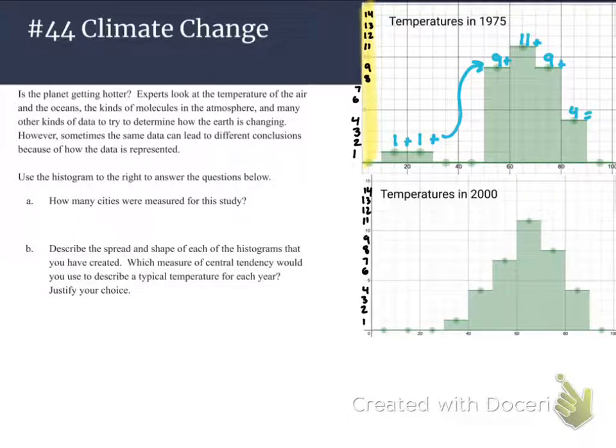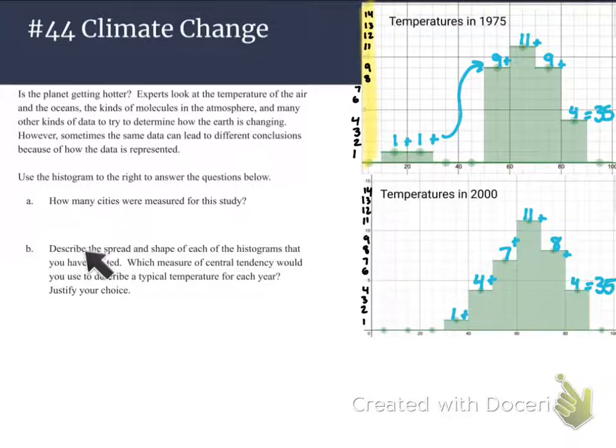If you have not added it, pause the video. If you have, continue on. You add those numbers together, and you get 35 cities. So now repeat the same process for the year 2000. If you haven't already done it, pause the video. If you have, I'm going to zip through and reveal the answer. Okay, so for the year 2000, I'm adding all of my frequencies together, and lo and behold, the answer is 35 cities. So that's our answer for A. Each histogram has a total of 35 cities.